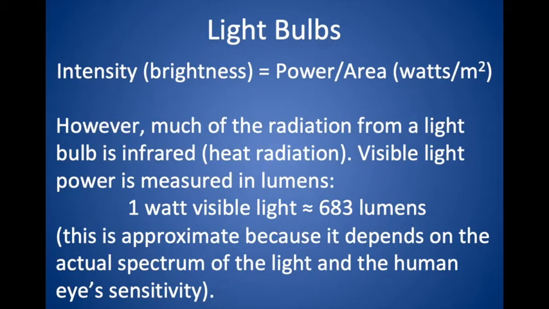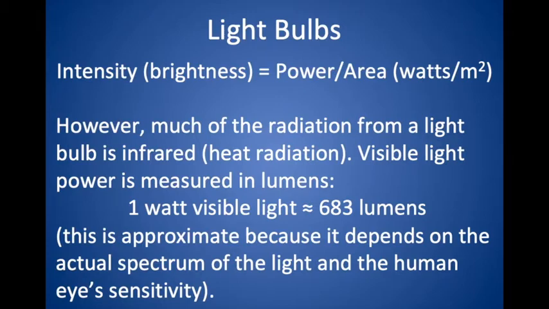Okay, light bulbs provide us with light. And remember that intensity or brightness is the power divided by the area, so watts per square meter. So much of the radiation from a light bulb is actually infrared or heat. You can tell that if you hold your hand near a light bulb. You'll feel it's typically kind of warm.